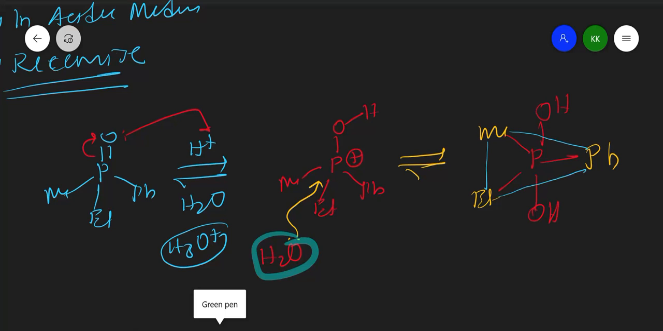All these three will be in the same plane, whereas this OH will be above the plane and this OH will be below the plane. If I take a plane and pass it through this molecule, what happens? This phosphorus will be equally halved, this methyl will be equally halved, ethyl, phenyl.